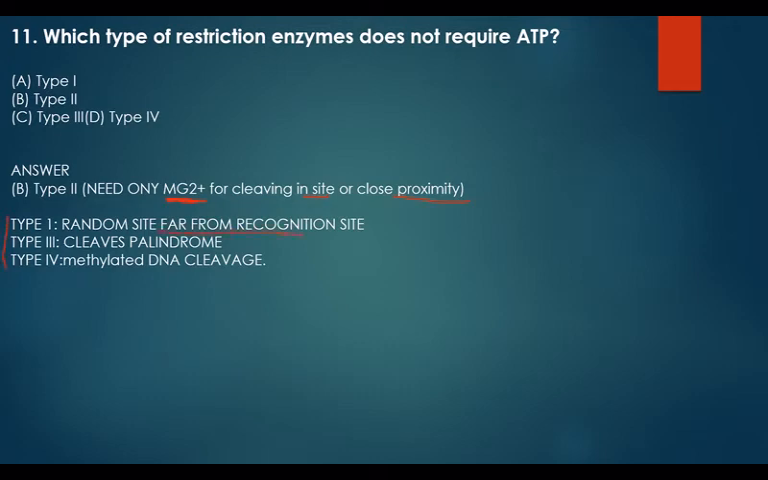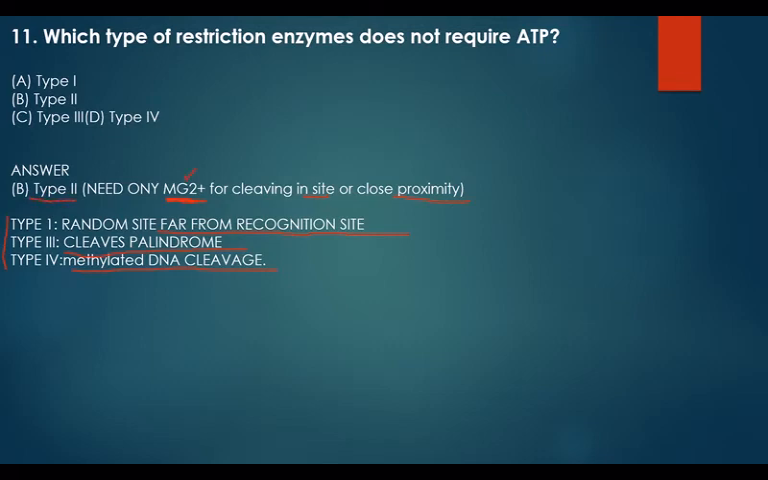So type 1 needs ATP, but it will cleave far. Type 3 cleaves only the palindromic sequence. Type 4 cleaves only the methylated DNA. Only type 2 doesn't need ATP; it only needs Mg2+ to cut in close proximity. So the answer is B.